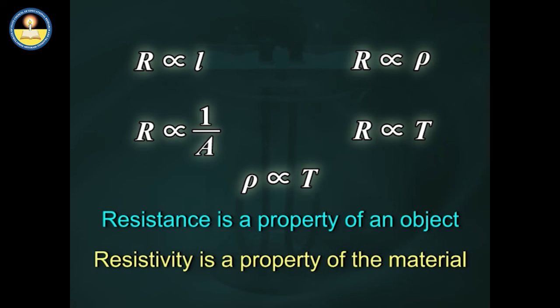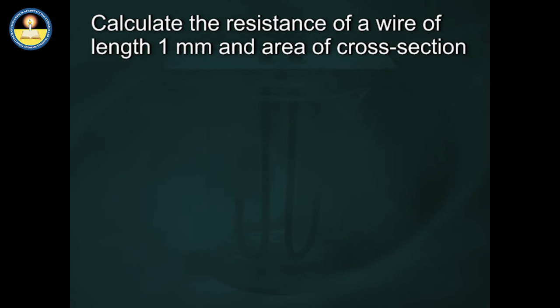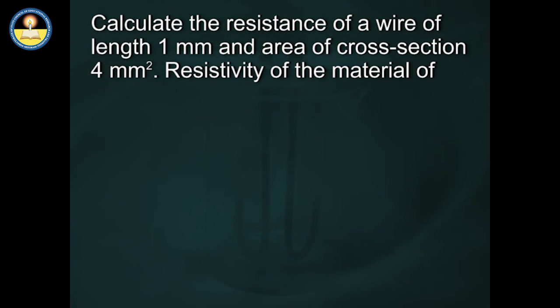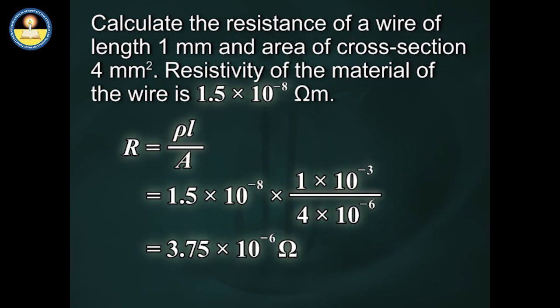Let's try some numerical problems on resistance and resistivity. Calculate the resistance of a wire of length 1 millimeter and area of cross-section of 4 millimeter square. Resistivity of the material of the wire is 1.5 into 10 to the power minus 8 ohm meter. Here, the resistance comes out to be 3.75 into 10 to the power minus 6 ohms.